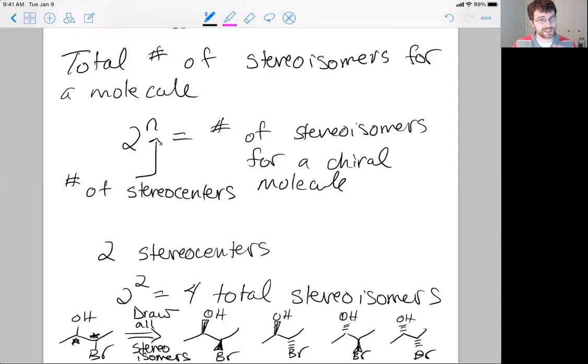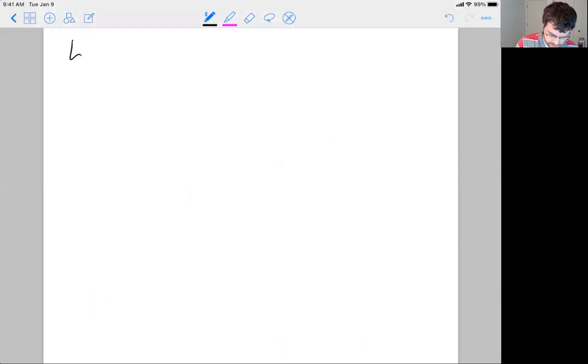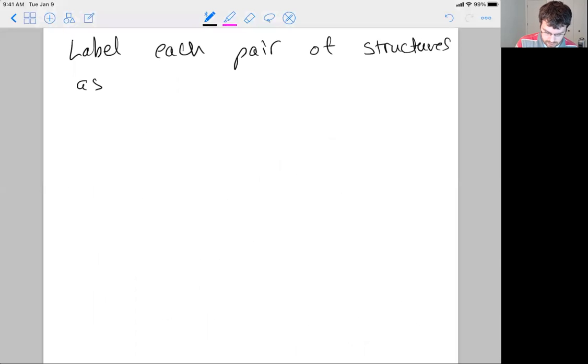So this first molecule is not a stereoisomer, and that's because we didn't actually depict the arrangement in 3 dimensions. We just depicted the connectivity. The arrangement in 3 dimensions comes from the wedges and dashes. So we have our 4 structures. What I want to do now is label each pair of structures as enantiomers or diastereomers.